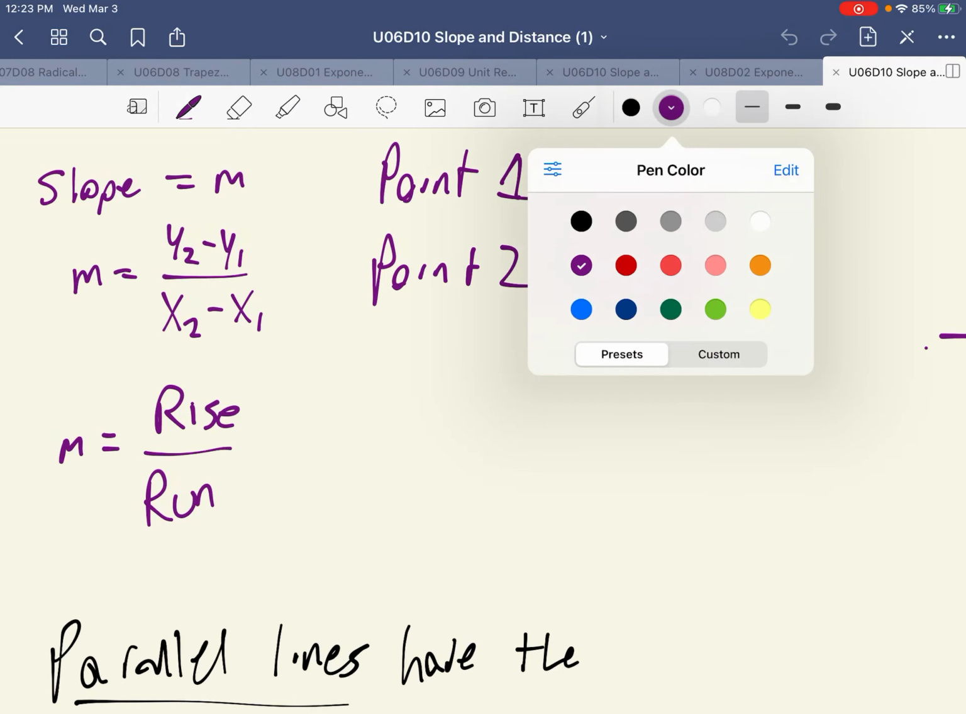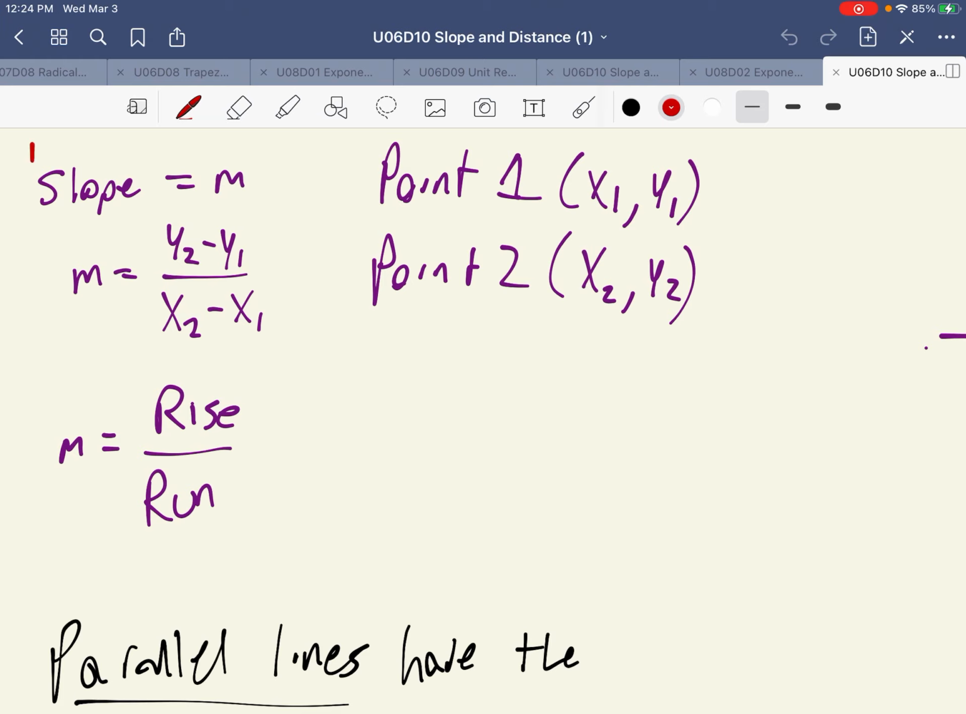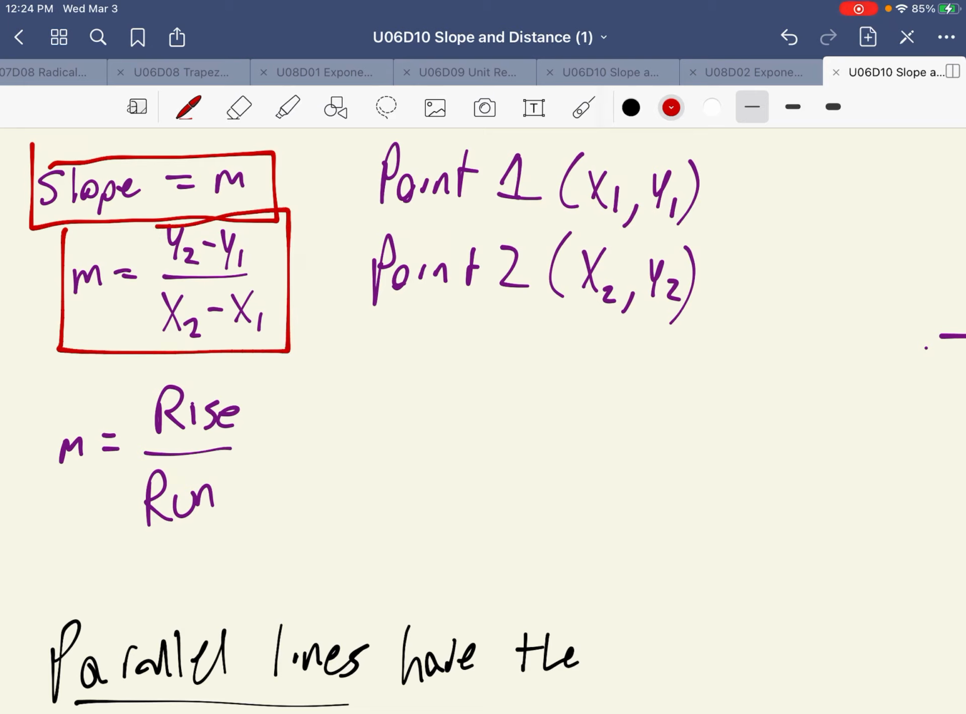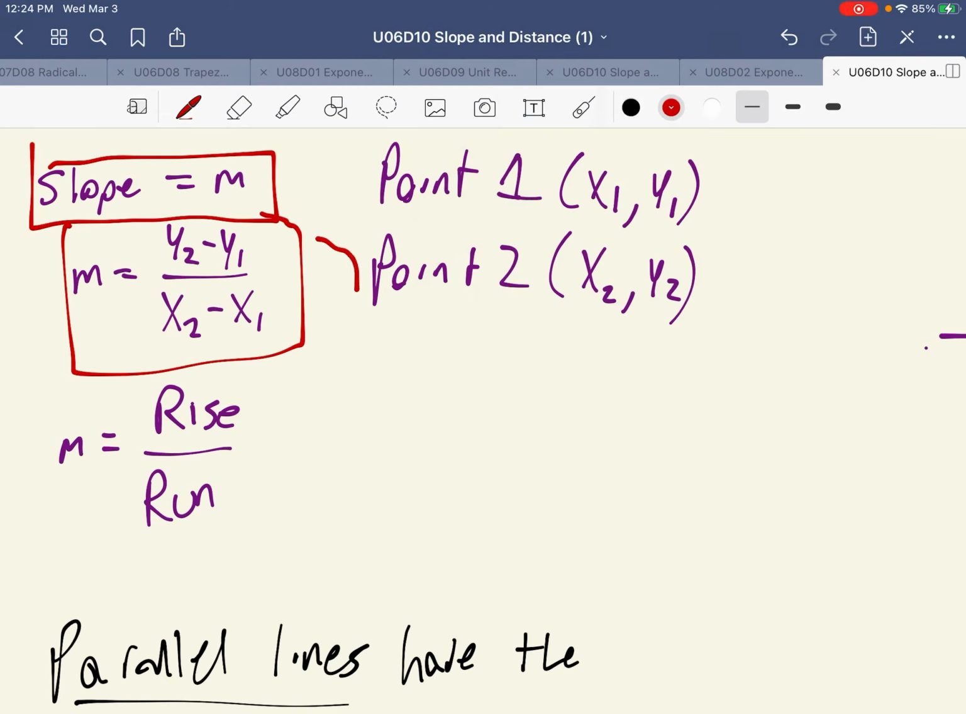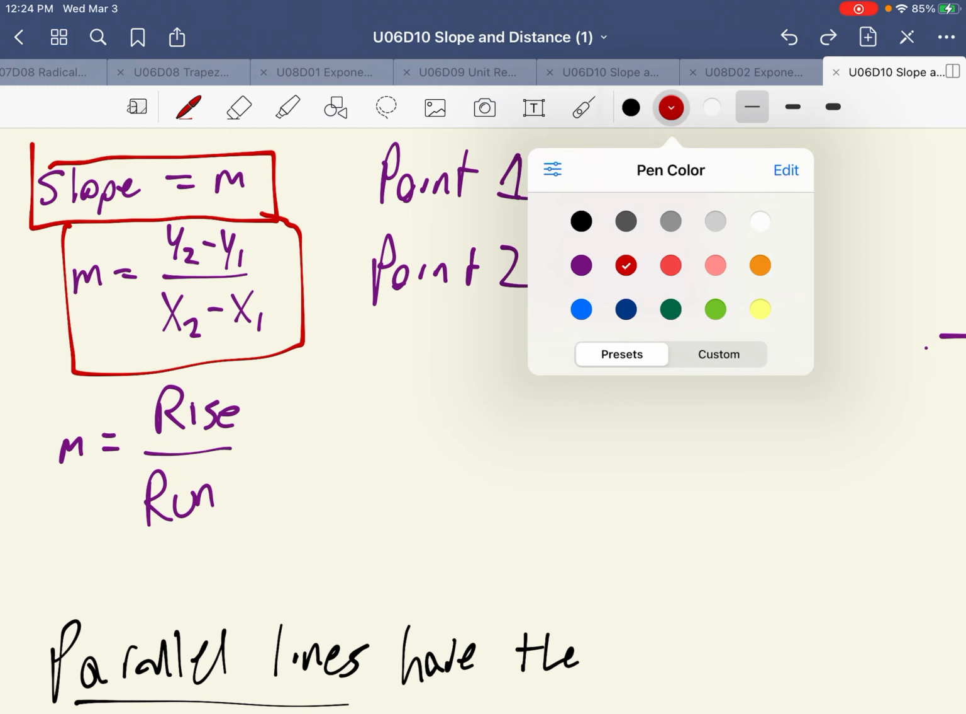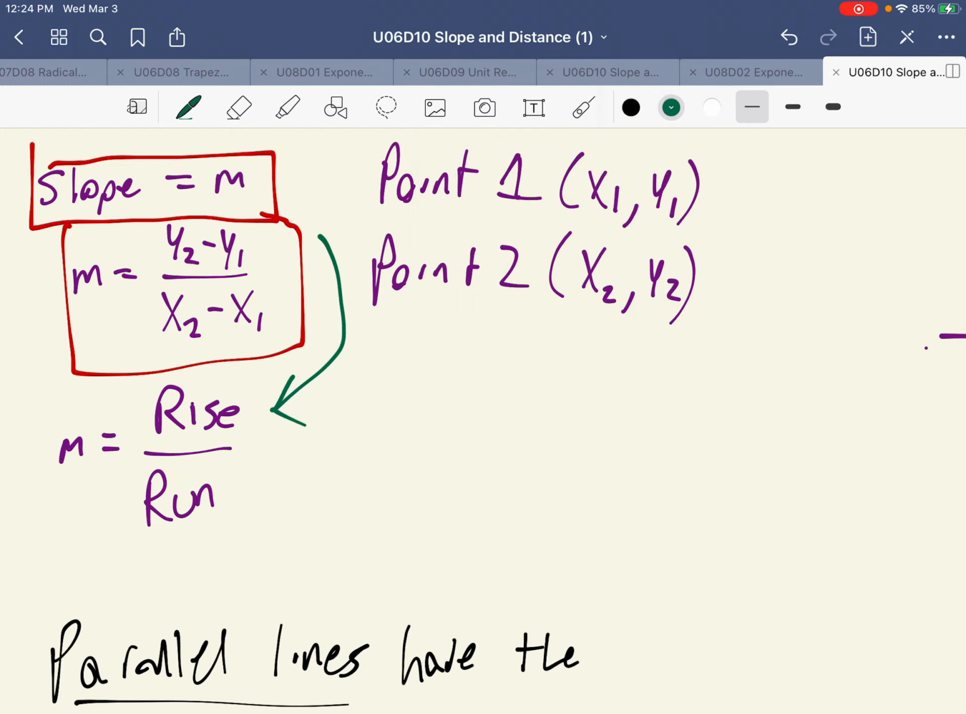Alright guys, today we're going to review slope. So slope is the steepness of a line. It is often referred to as m when it's in a variable form. The formula for finding the slope is y2 minus y1 over x2 minus x1. Y2 minus y1 is also known as the rise, which you can also see on the graph of the points. And x2 minus x1 is also known as the run.